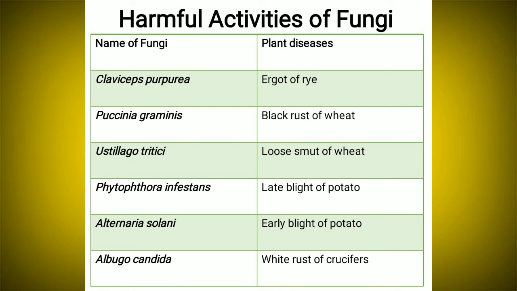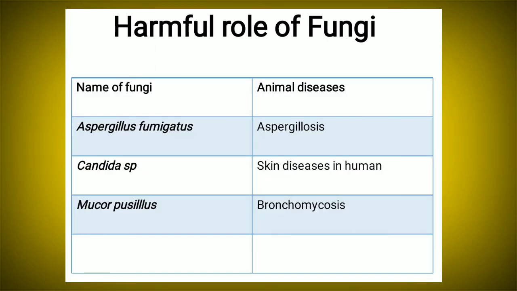Now let's come to some animal diseases. Some of the common animal diseases caused by fungi are aspergillosis, which is caused by the fungus Aspergillus fumigatus. Then come skin diseases in humans, which are generally caused by the fungus Candida. Then comes another disease called bronchomycosis, caused by a fungus named Mucor pusillus. So these are some harmful effects on both plants and animals.